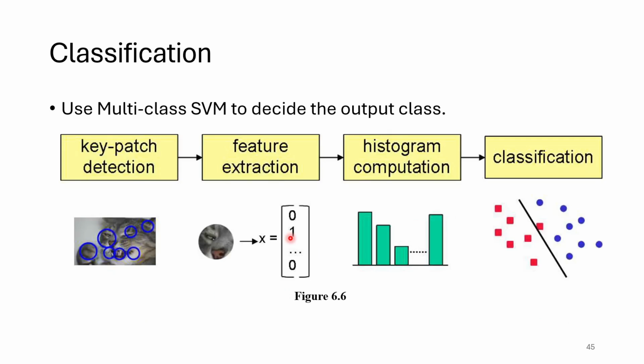So how do they do it? First, they extract some key points, and they use those key points to extract a distribution of feature vectors, which becomes a histogram, and then they apply a multi-class support vector machine to classify the images.